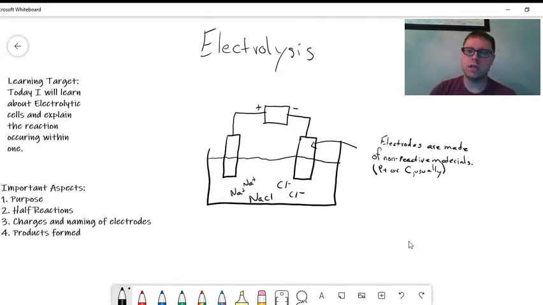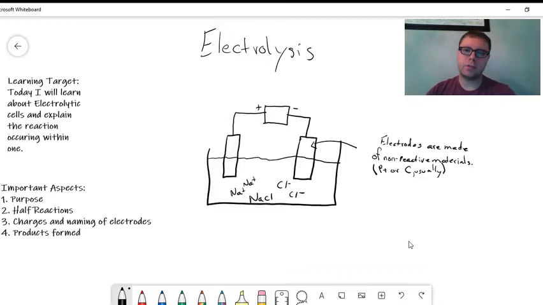Okay, so electrolytic cells are a little different from our voltaic cells in a few different ways, and I'll describe it as we go through. One of the ways that they're different is that there's two different examples of what you want to accomplish in an electrolytic cell. So this first one, I'm just going to call electrolysis.